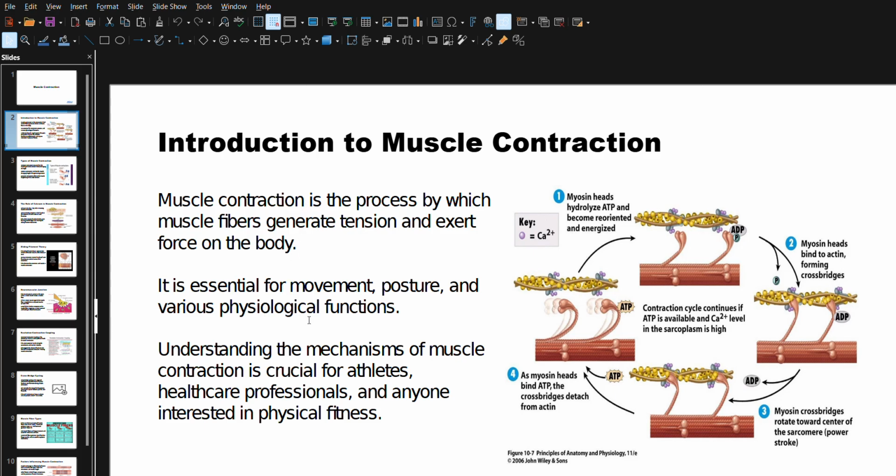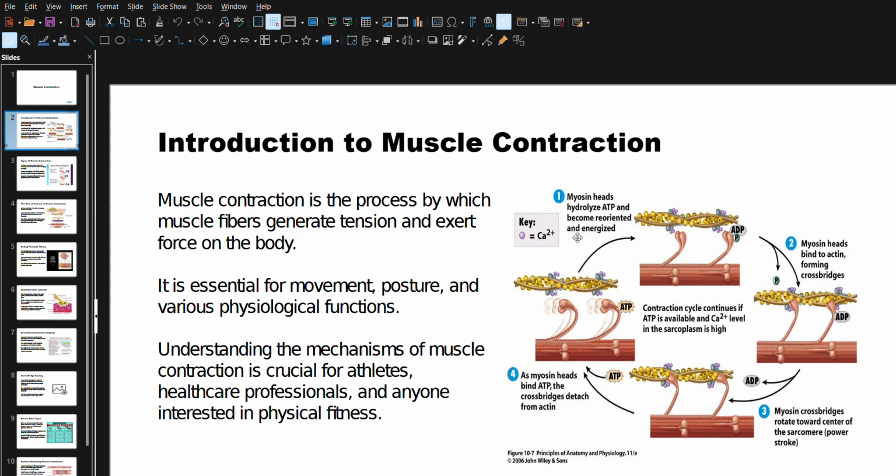like for the muscle contraction is especially crucial for athletes and also healthcare professionals and anyone who is really interested in their physical fitness. This muscle contraction is not only for people who are interested in physical fitness, but also for a living being, for the proper posture and also various physiological functions for the movement, everything. Muscle contraction is very important.